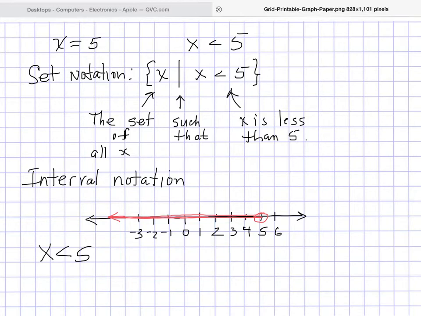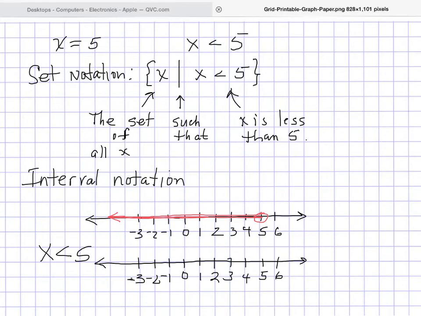Well, interval notation kind of looks like that, but we're going to graph it slightly differently. We're going to graph it, instead of using an open circle or closed circle, we're going to use a set of parentheses and a set of brackets, or brackets and parentheses, to indicate open or closed circle. Watch what I mean. 3, 2, 1, 0, -1, -2, -3.